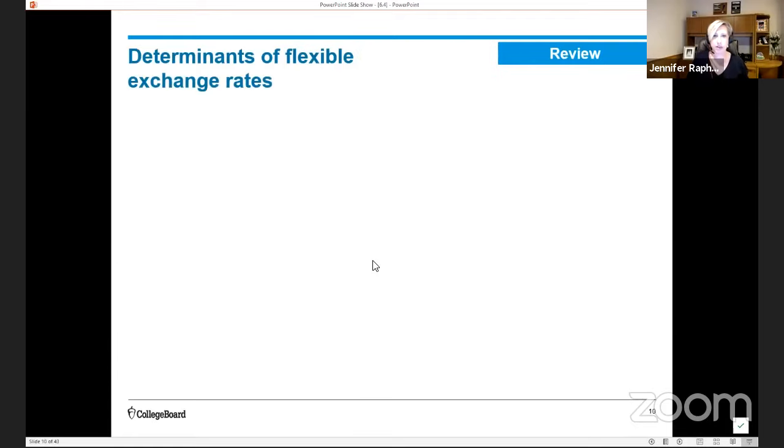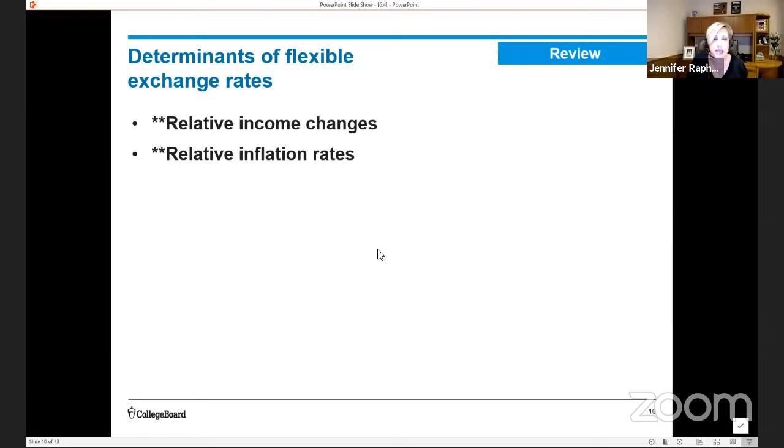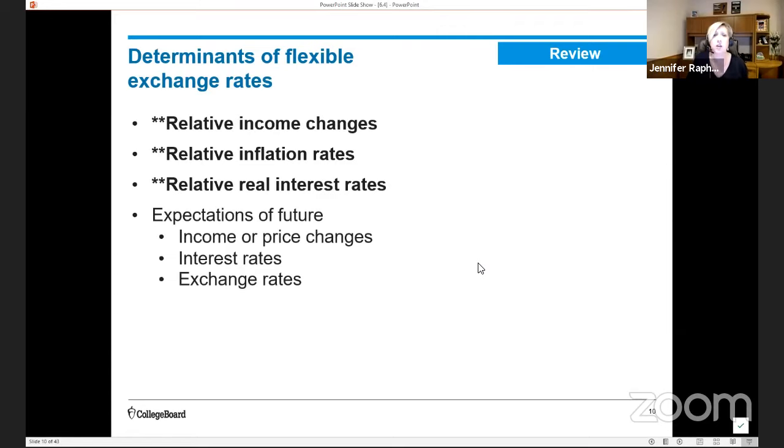All right, so one more thing to review before we get into it, and this is from last night. Mr. Romano taught you that the determinants of flexible exchange rates are relative income changes, relative inflation rates, relative real interest rates, and changes in expectations of future income or prices, changes in expectations of future interest rates, and changes in expectations of future exchange rates. So the three big ones that show up again and again on the AP macro exam are changes in relative income, relative inflation rates, and relative real interest rates. So that's where we're going to focus this evening, okay?